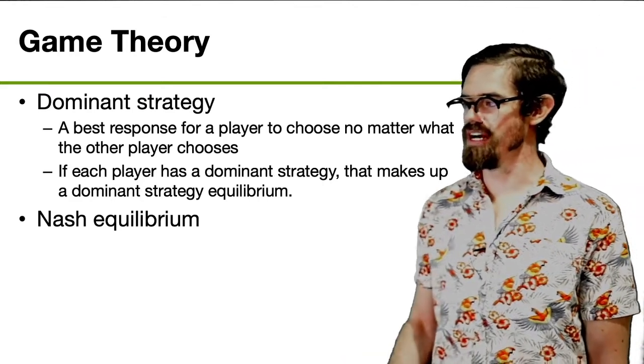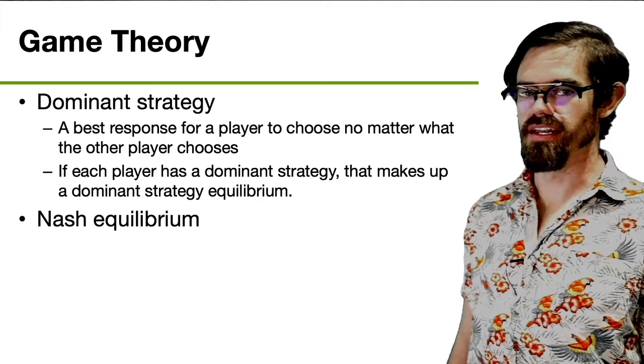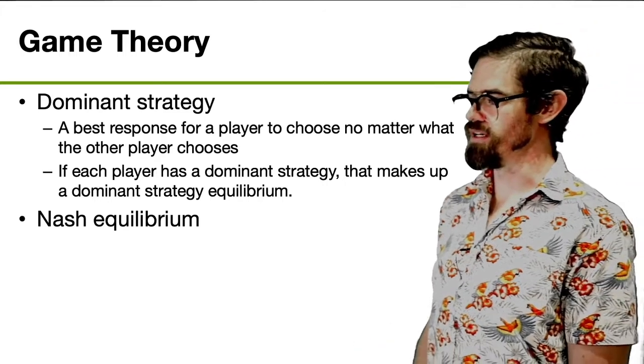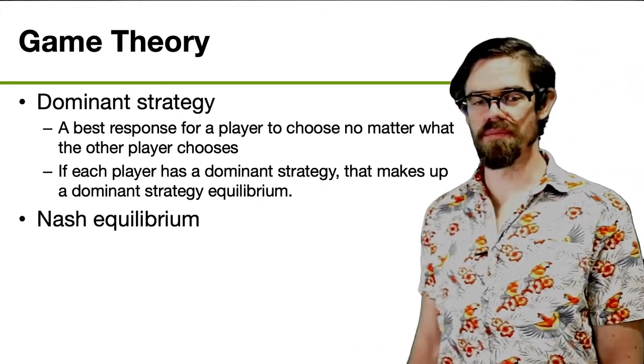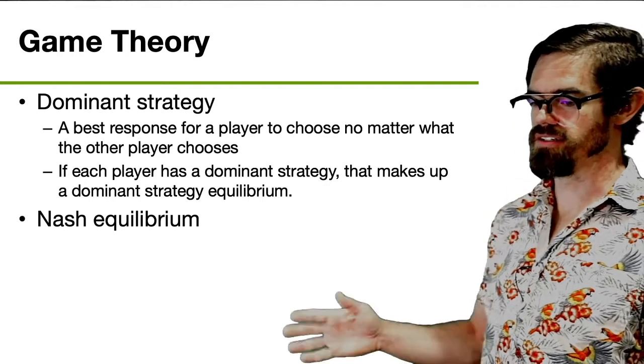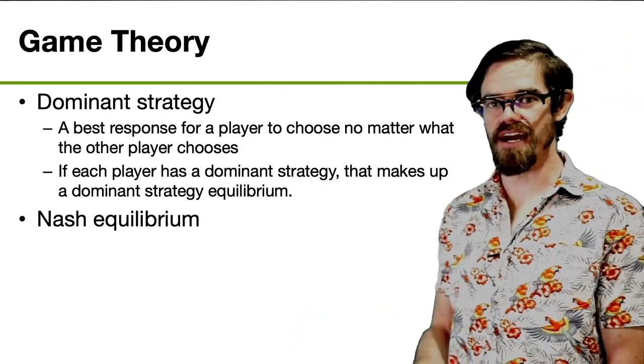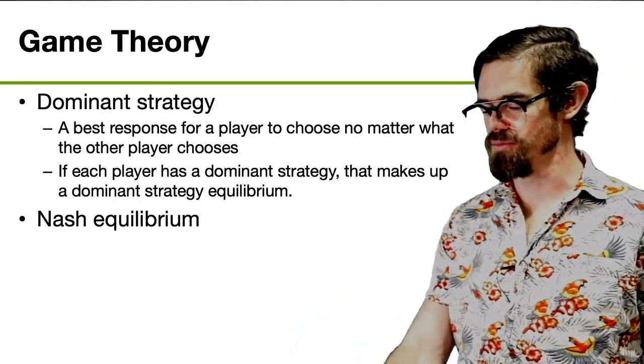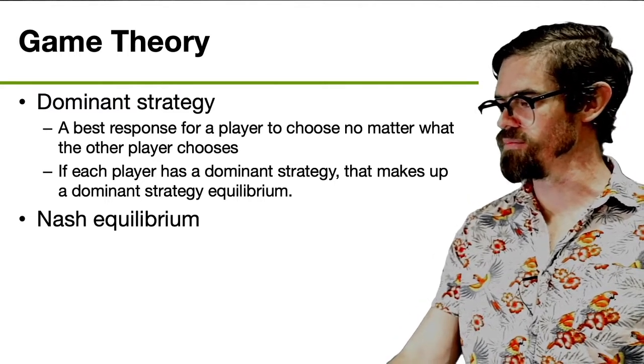And if each player has a dominant strategy, then it's very easy to determine what the dominant strategy equilibrium is. They pick their dominant strategy, and then you find out what the outcome of each of those players picking their dominant strategy is. So we'll see that in the prisoner's dilemma.